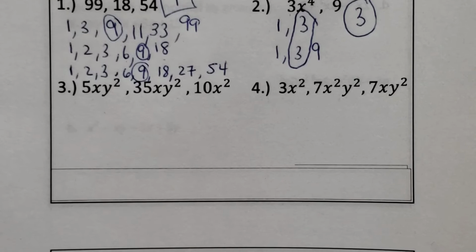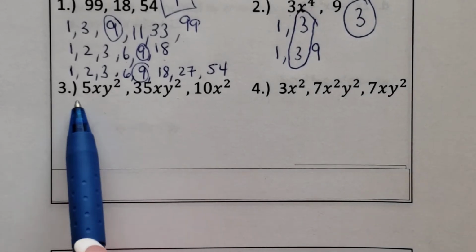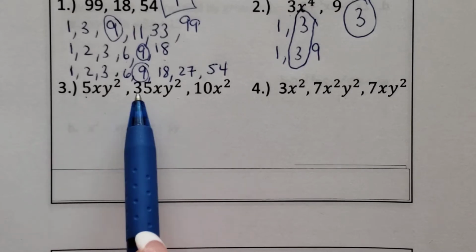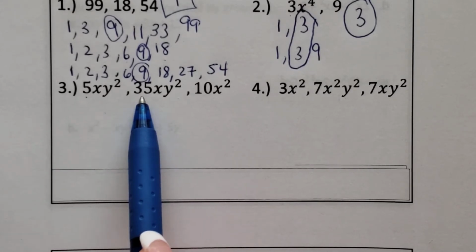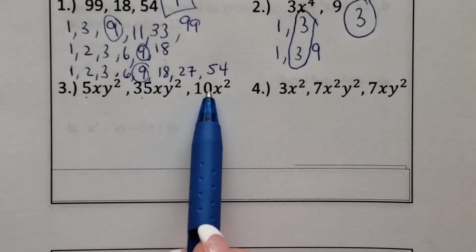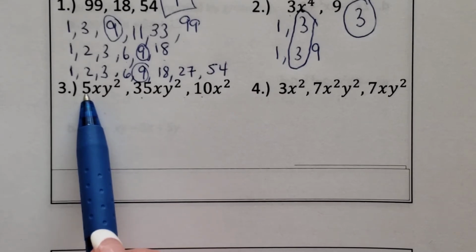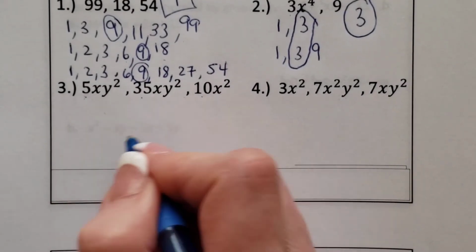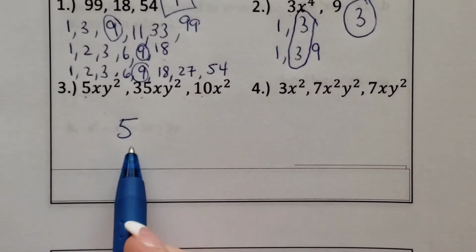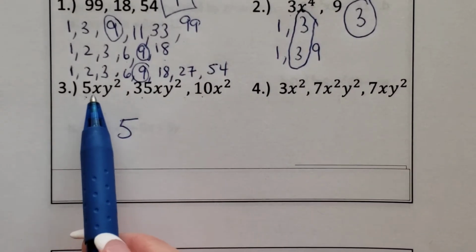Oops. All right, what about number 3? Well, 5 only has 2 factors, 1 and itself. Could I divide 35 by 5? Yes. Can I divide 10 by 5? Yes. So the biggest number I can divide all these by is 5. Well, it can't be more than 5 because this is the number 5. I couldn't divide that by 10, right? So without even having to list these, I know that 5 is the greatest common factor as far as the number goes. Now let's look at the x's.